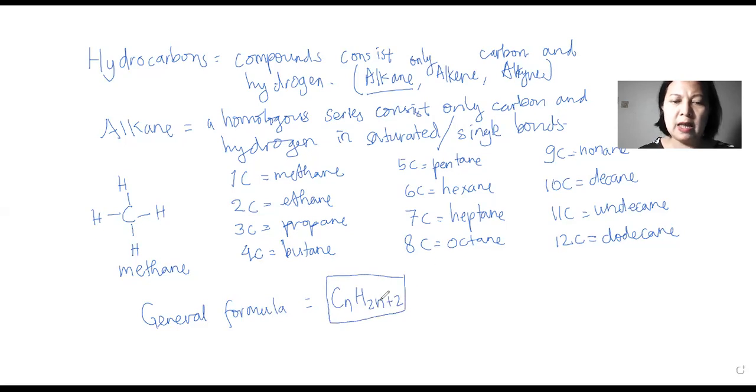If we know, let's say, a hydrocarbon has 5 C's inside the chain, so then N equals 5, which means the formula equals C5H2 times 5, which is 10, plus 2, which is 12. C5H12.